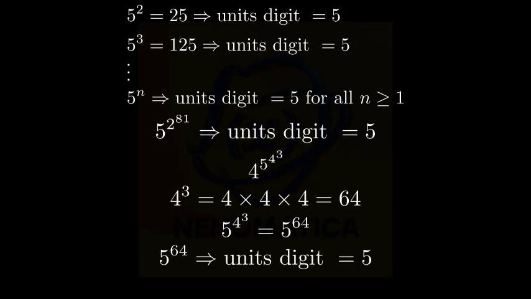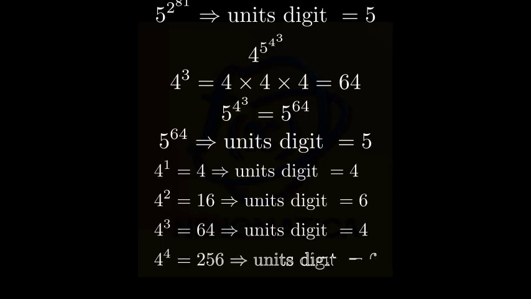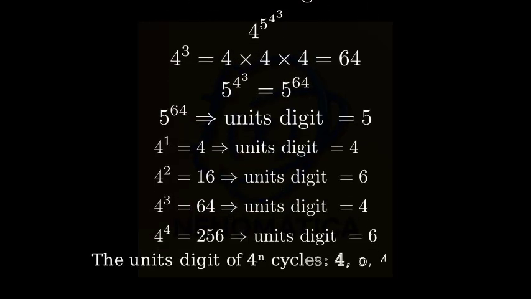Now, we need to find the units digit of 4 raised to a power that ends in 5. Let's examine the pattern of units digits when 4 is raised to consecutive powers. 4 to the first power is 4, with units digit 4. 4 squared is 16, with units digit 6. 4 cubed is 64, with units digit 4. 4 to the fourth power is 256, with units digit 6. We observe that the units digit of powers of 4 follows a cycle of length 2: 4, 6, and so on.